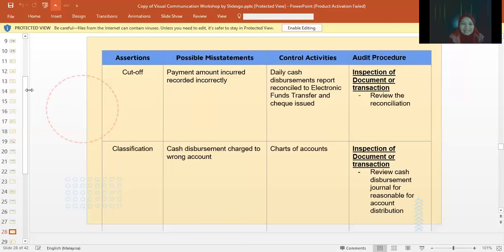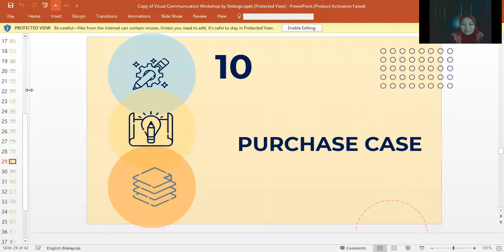And the next is classification. The possible misstatement is cash disbursement charged to the wrong account, and the control activity is to check the account charged. The audit procedure is inspection of document or transaction, where management needs to review the cash disbursement journal for reasonableness of account distribution. And I pass to the next person.